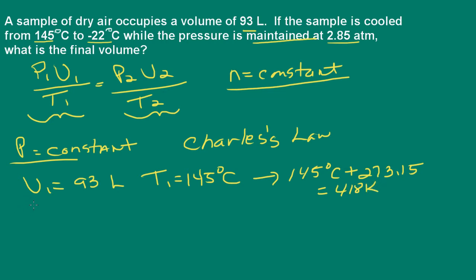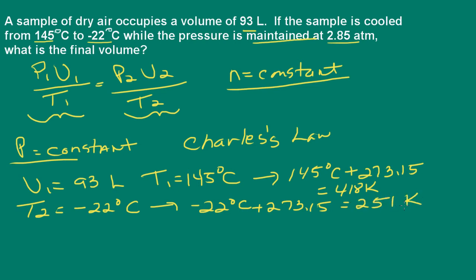And let's see, our T2, our final temperature, is negative 22 degrees Celsius. And in Kelvin, it's going to be negative 22 degrees Celsius plus 273.15. And that is going to give us 251 Kelvin. Okay, so now we're ready to go. All right, now remember, because our pressure is held constant, the pressure terms cancel out, and we're just left with this expression here.